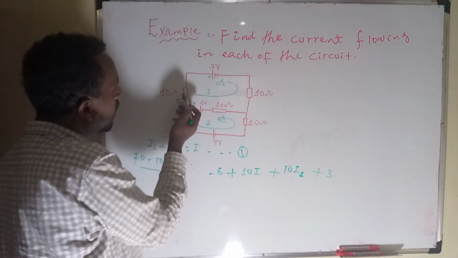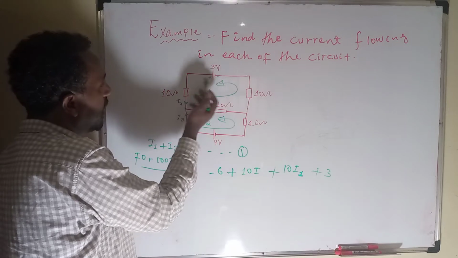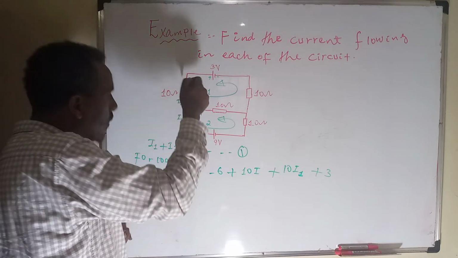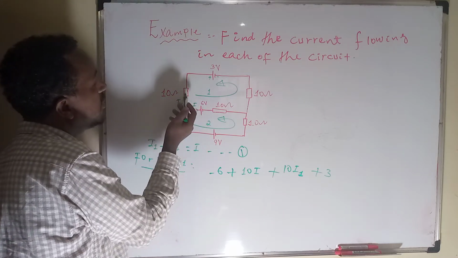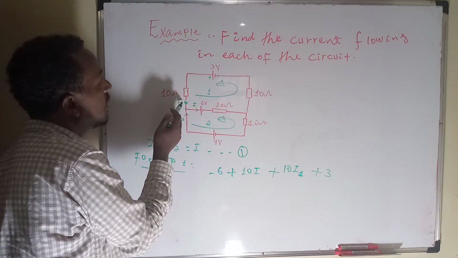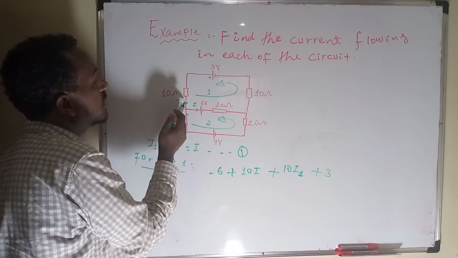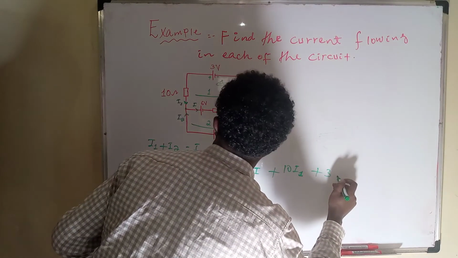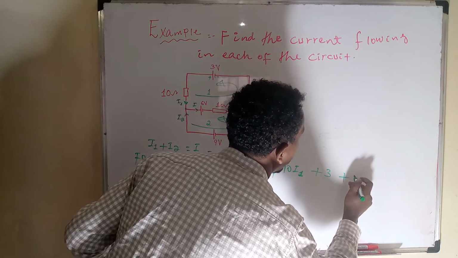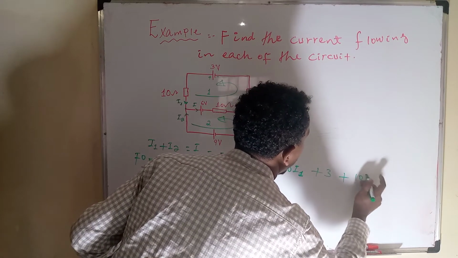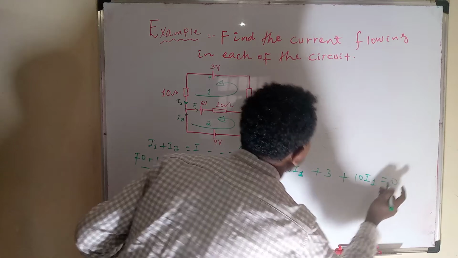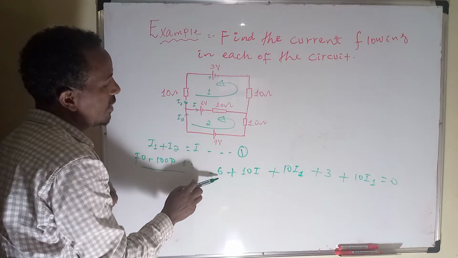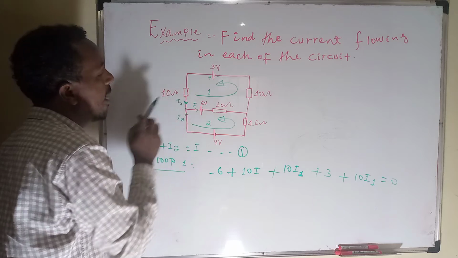+3. We have come around and reached here. The direction of the loop is down, and it has come around like this; the direction of current is along the loop. So the voltage drop on this resistor is current 1 times this resistor, that is 10, plus 10 times current 1, which equals 0. We have nothing else; we have come back around to where we started, -6 volts.